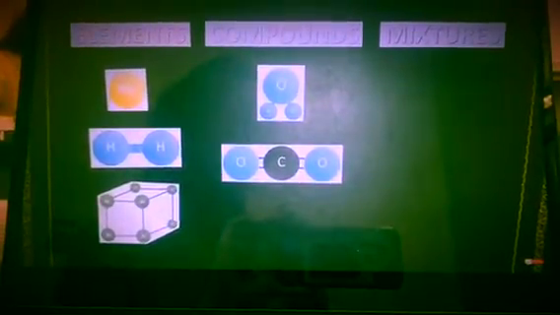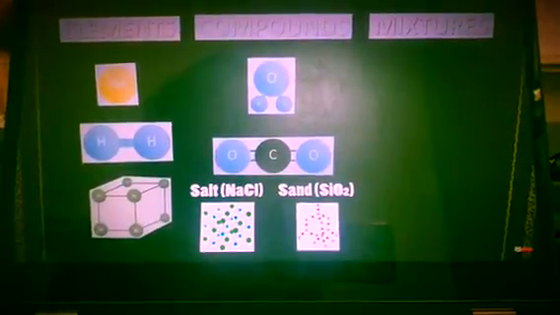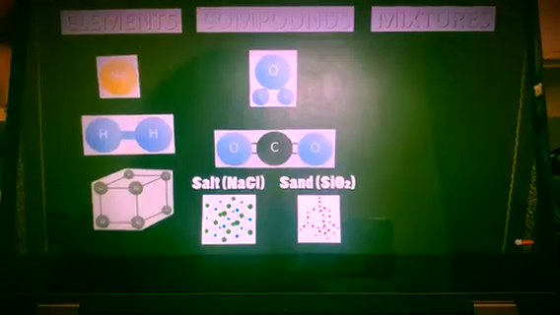We can also have compound lattices. So salt, for example, is sodium chloride, and sand is silicon dioxide, and both of these compounds tend to form these 3D crystal lattice structures.